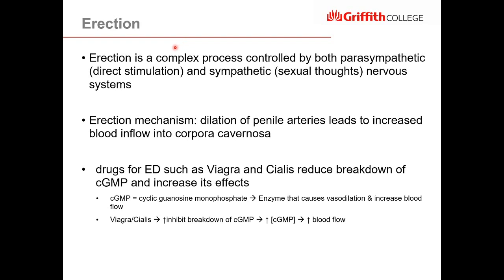of semen. Now, there are several drugs that can help some males who have erectile dysfunction. Viagra or Cialis, okay, they help to reduce the breakdown of cGMP, so cyclic guanosine monophosphate. And what this enzyme does, okay, is it causes vasodilation and it will increase blood flow. So by reducing its breakdown, it means there is more cGMP present, which will cause an increase in that vasodilation and blood flow, which will help facilitate erections.